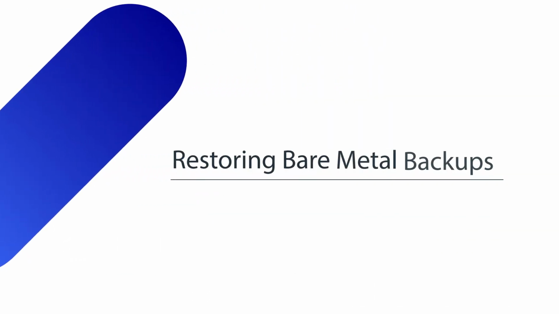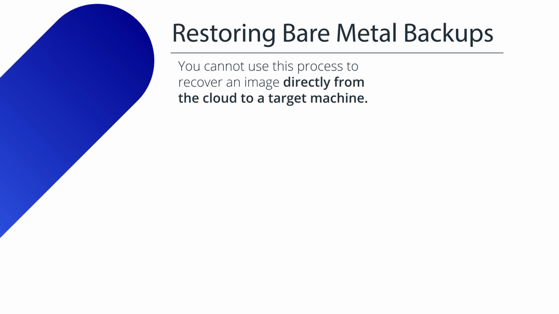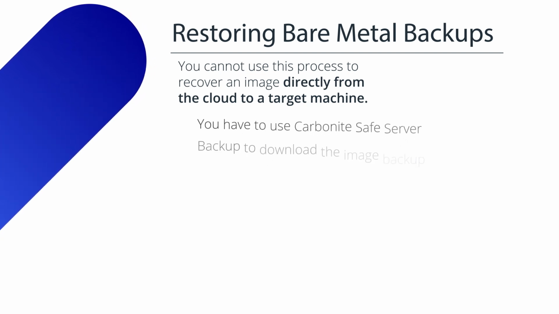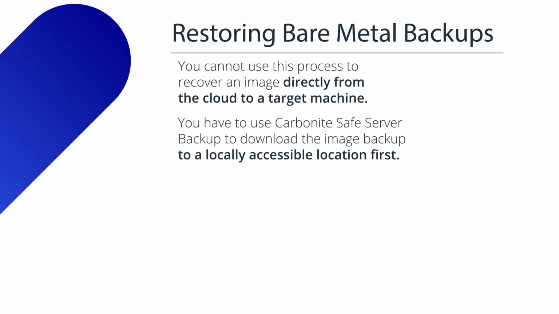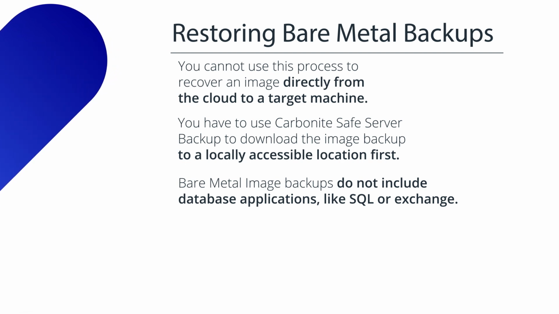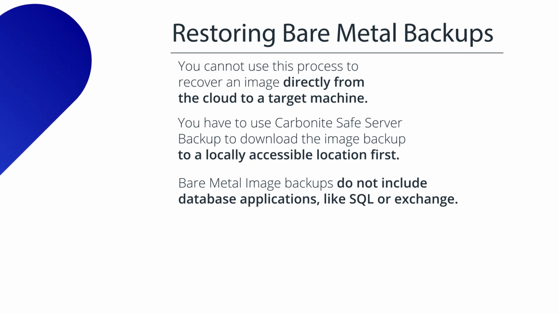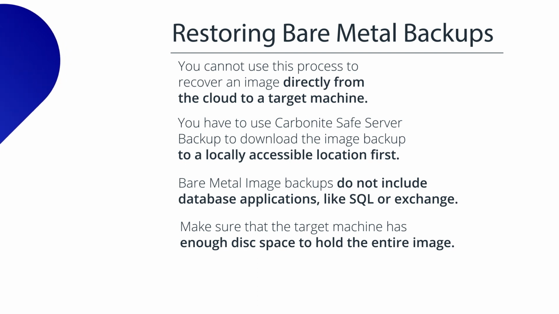Some important notes before we begin. You cannot use this process to recover an image directly from the cloud to a target machine. You'd have to use Carbonite Safe Server Backup to download the image backup to a locally accessible location first. Another note, bare metal image backups do not include database applications like SQL or Exchange. Those need to be backed up with separate backup sets and restored separately after the bare metal image restore. You also need to make sure that the target machine has enough disk space to hold the entire image, or you won't be able to select it as a target using the recovery wizard.